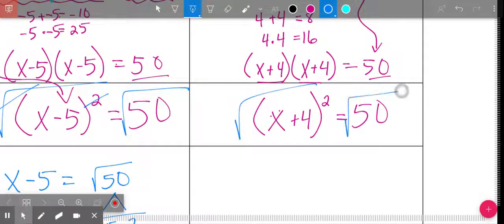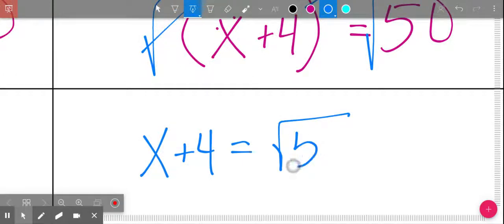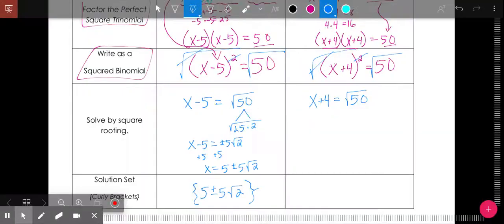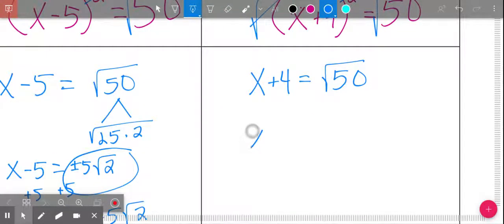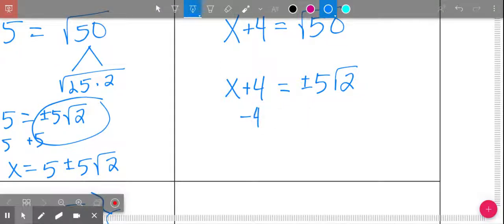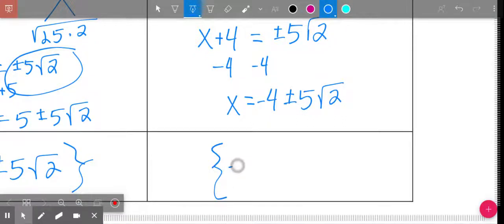Now we just have to solve it. So we're going to take the square root of both sides. The square root and the square cancel each other out. So I have x plus 4 is equal to the square root of 50. We have to simplify that. Well, we just said the square root of 50 is plus or minus 5 square roots of 2. So x plus 4 is equal to plus or minus 5 square roots of 2. Subtract the 4 over. We'll have x is equal to negative 4 plus or minus 5 square roots of 2. Now we need to write it in our solution set: negative 4 plus or minus 5 square roots of 2.